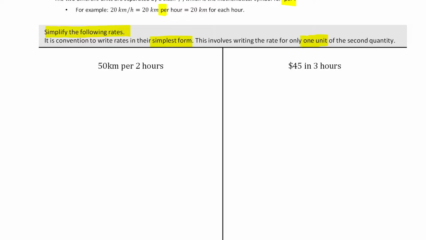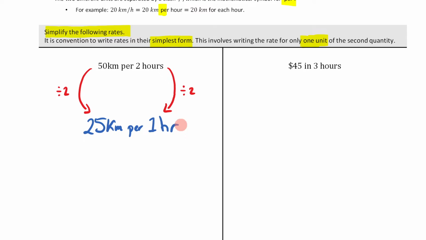So what we're going to do here is begin by saying, all right, we've got 50 kilometers per 2 hours. If I want it to be 1 hour, how do I get 2 to become 1? Well, hopefully you all know I'm going to divide by 2. So I'm going to divide this side by 2 as well. Whatever you do to one side, you must do to the other side. So this is going to be 25 kilometers per 1 hour. 25 kilometers per 1 hour.